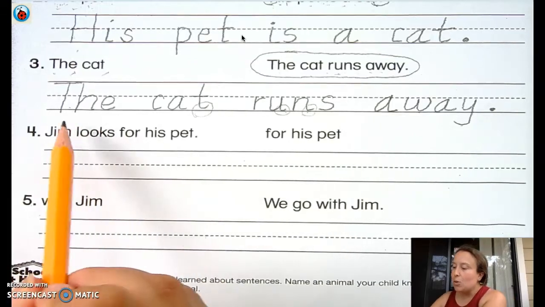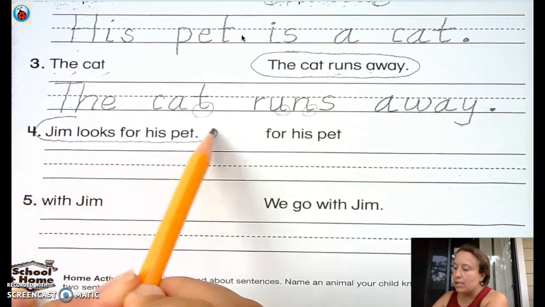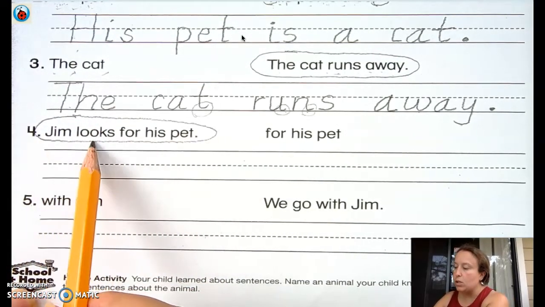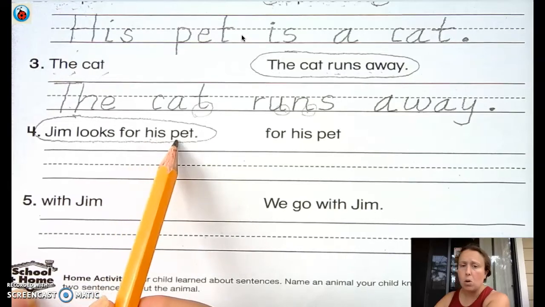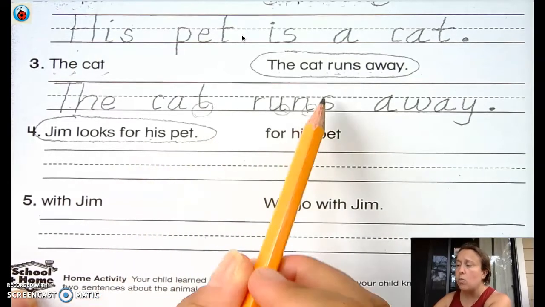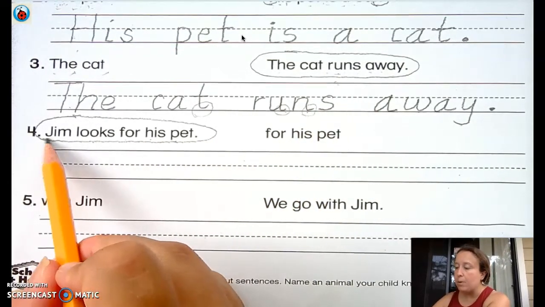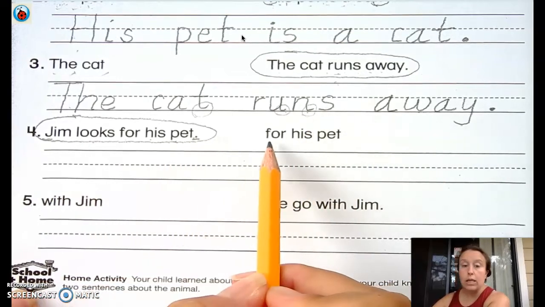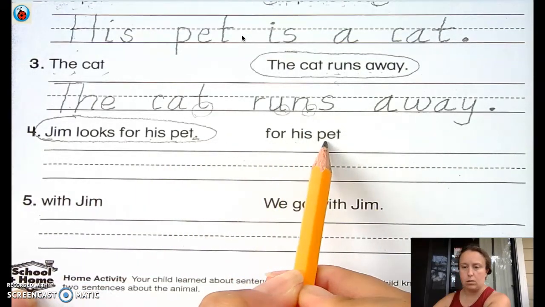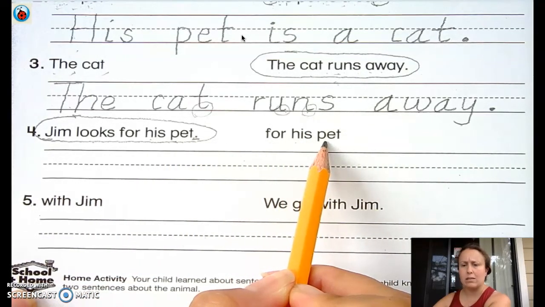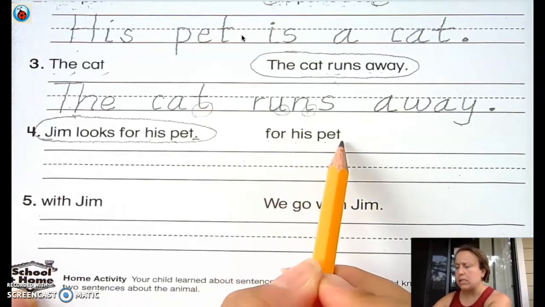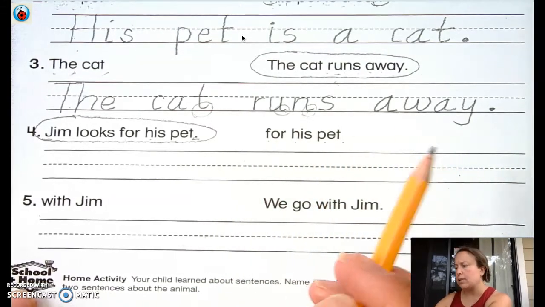Okay, so in fact, this one is the sentence. Jim looks for his pet. Oh, the pet is lost. That's right, it ran away. We have a capital, we have a period. Look here, for his pet. For his pet, what? Missing a capital, missing a period, and makes no sense.